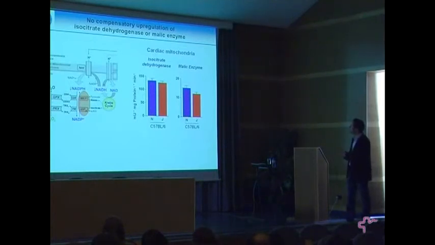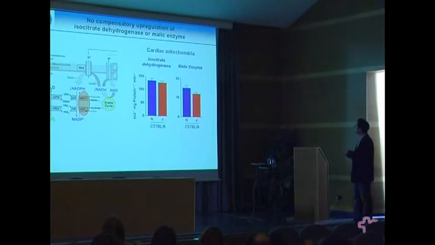And to see whether there is a compensatory upregulation of the other enzymes that can regenerate NADPH, we checked for isocitrate dehydrogenase and for malic enzyme. And we observed that there was no compensatory upregulation of these enzymes in the J mouse. But when you look at the overall maximum rates, we observed that actually the isocitrate dehydrogenase was quite effective in performing this reaction.